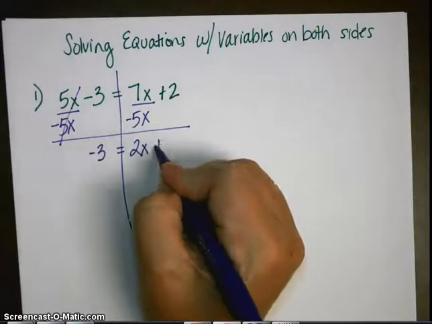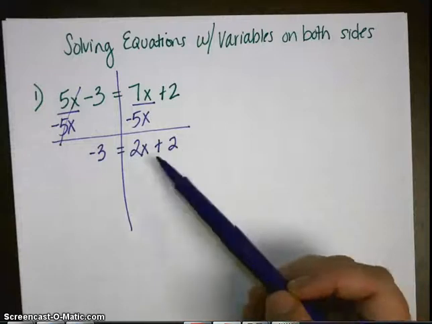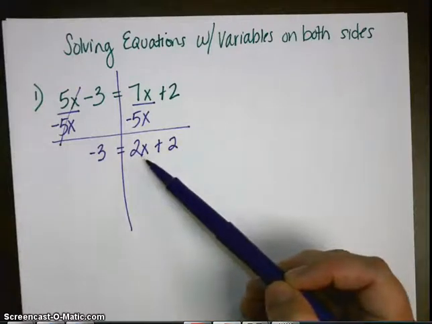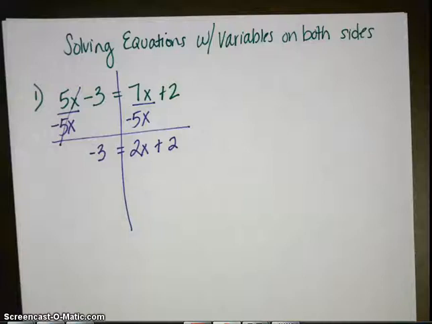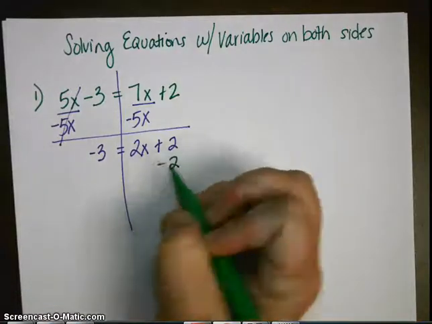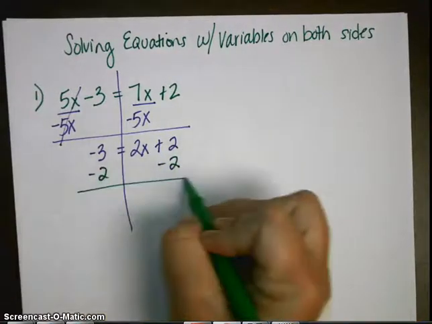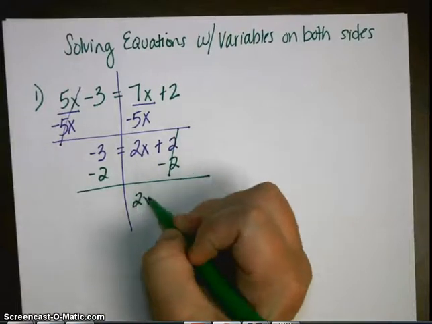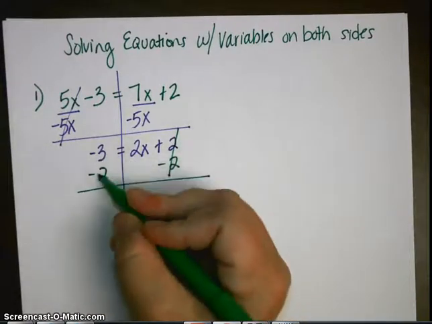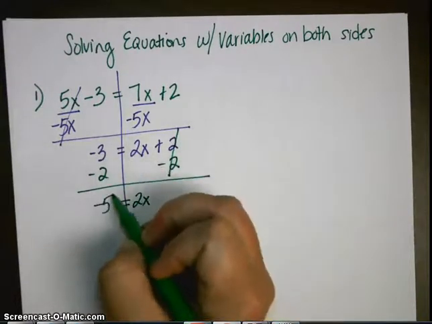Bring down the plus 2. I now want to get the single variable by itself. So I'm going to have to do the opposite of plus 2. The opposite of plus 2 is minus 2. What I do to one side, I must do to the other. So 2 minus 2 is 0. So I have 2x equals a negative 3 minus 2 is a negative 5.